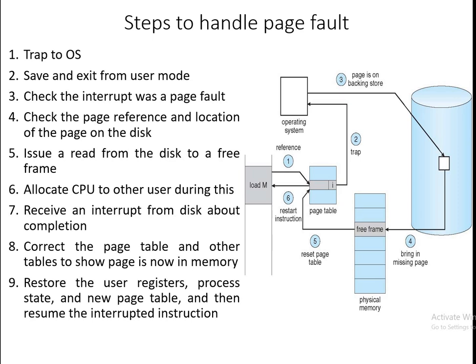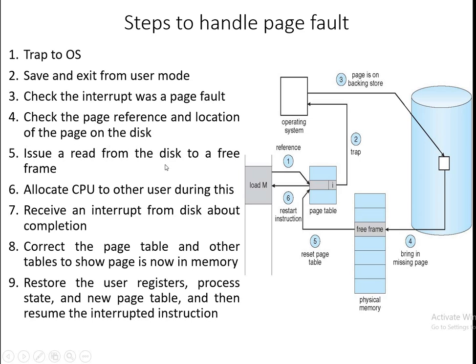Once it confirms that it is due to a page fault, the operating system will send the page number to the main hard disk, or the secondary memory. Before it sends the request, it will check the page reference and the location of the page on the disk. So it will verify the page number, page reference and location of the page on the disk.